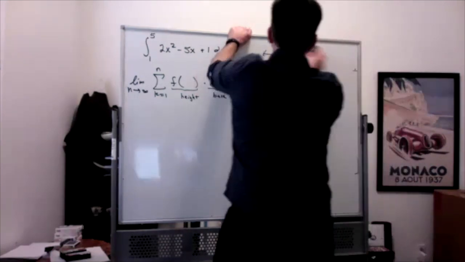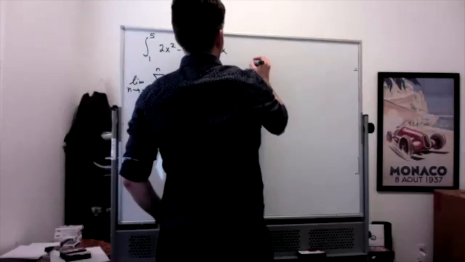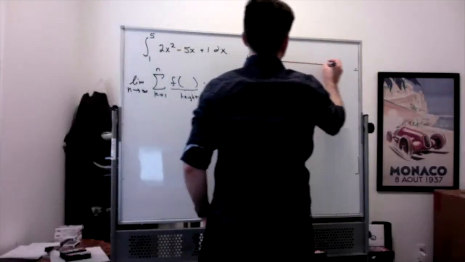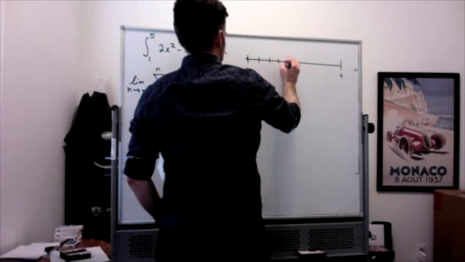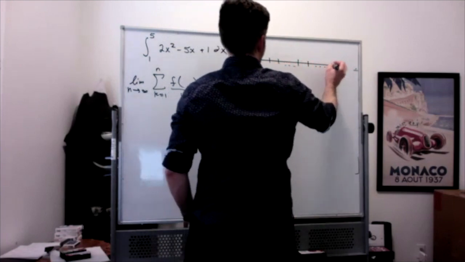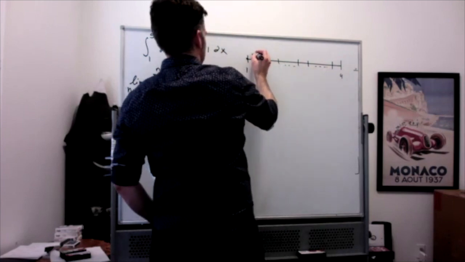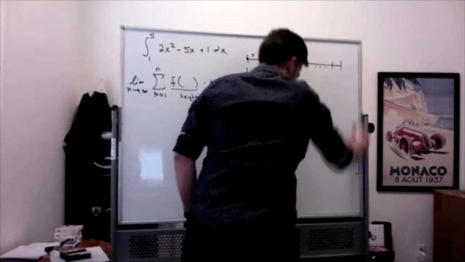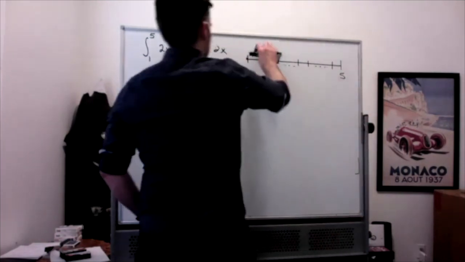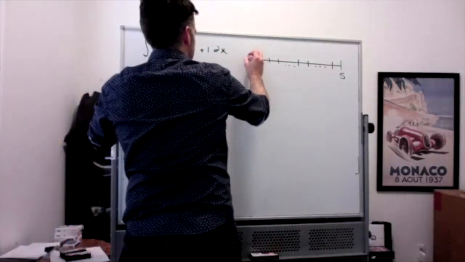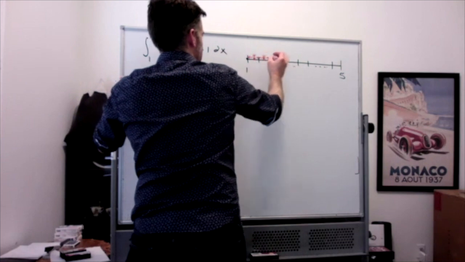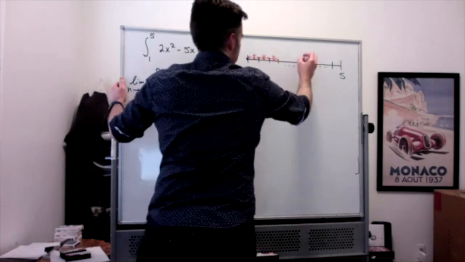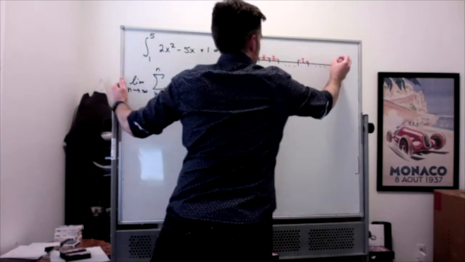I'm going to draw this again. I really want to make it super extra here. So if I'm going from 1 to 5, sorry, I keep getting 4 stuck in my head. This subinterval has a length of 4 over n. In fact, they all do. This is 4 over n, this is 4 over n, this is 4 over n.